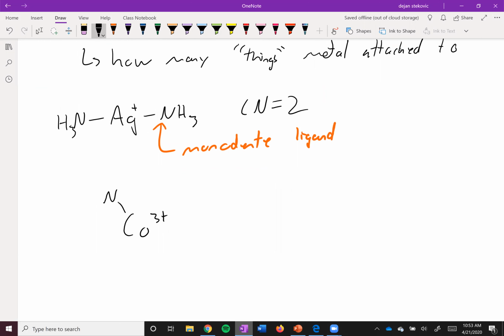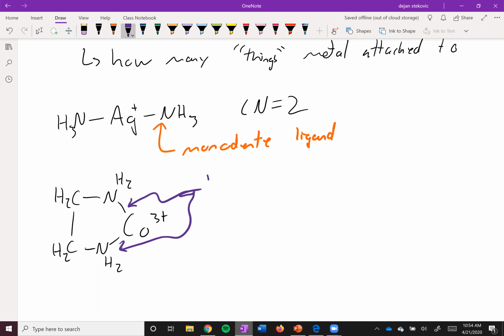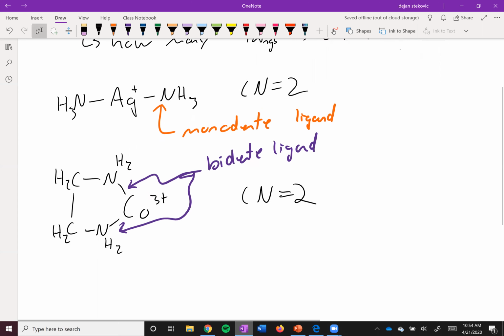So here we have this cobalt, and then we have these nitrogens. But these nitrogens are attached to one another through these carbons. And so you can see now we have 2 attachment points for this one ligand. This is what's known as a bidentate ligand, so kind of biting down with 2 teeth. And the coordination number here is still 2 because the cobalt is attached to 2 things, right? The 2 nitrogens.